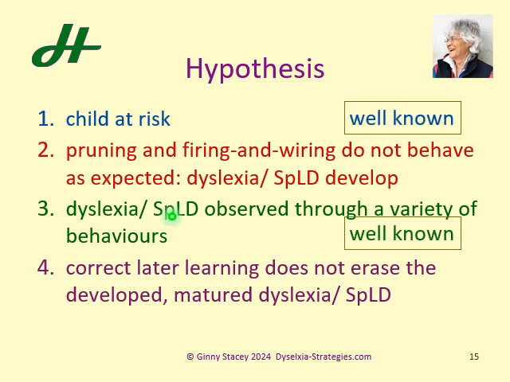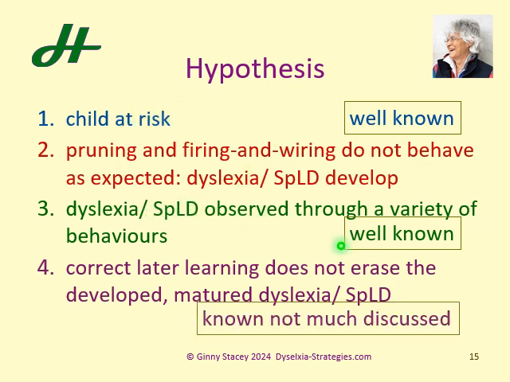So children being at risk is well known. The behaviours that are observed are well known. That the correct learning does not erase the developed matured SpLD, this is known, this is experienced, but it's not much discussed. But what's new is that the pruning and the firing and wiring together do not behave as expected, so that the Dyslexia-SpLD develops.